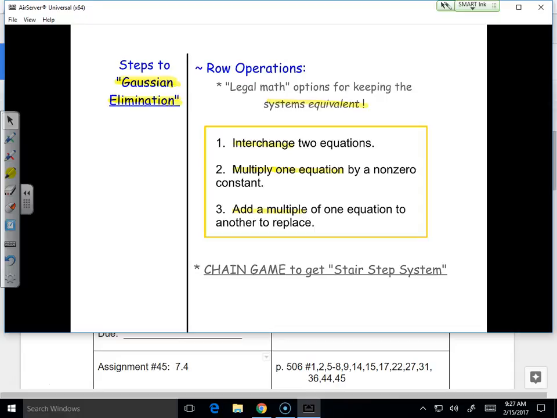We've already basically talked about this chart. Here's what I want you to get down. For our system, it's going to be a chain game. A chain game to the stair step, a chain game to get to the row echelon form that we want to solve with.